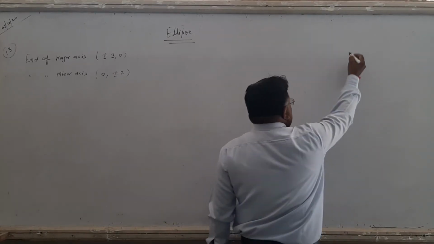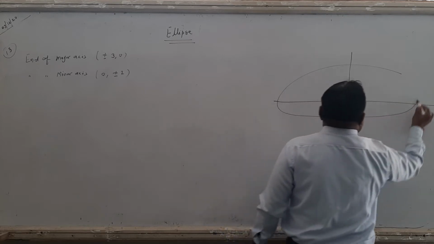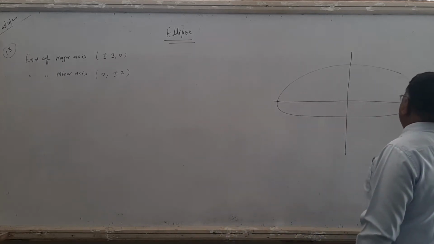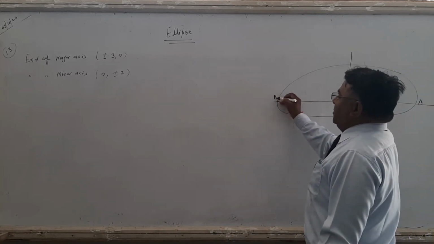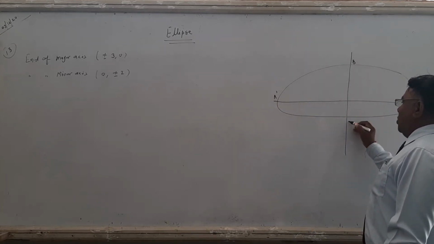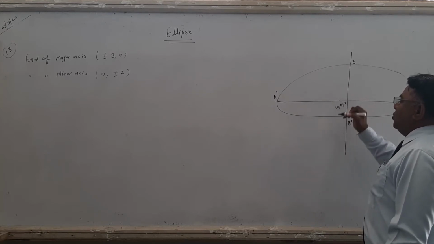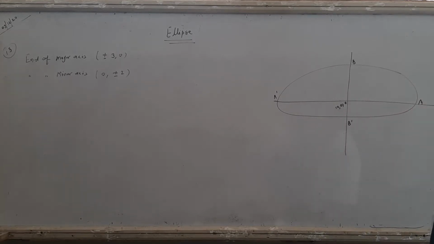What is the shape of the ellipse? That is oval shape. This is the shape of ellipse. And there are two axes. One, A dash, is called major axis and B dash is called minor axis. O is the center of the ellipse. It's (0, 0). That is the standard form.